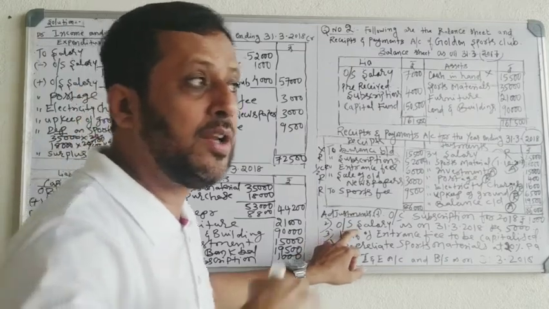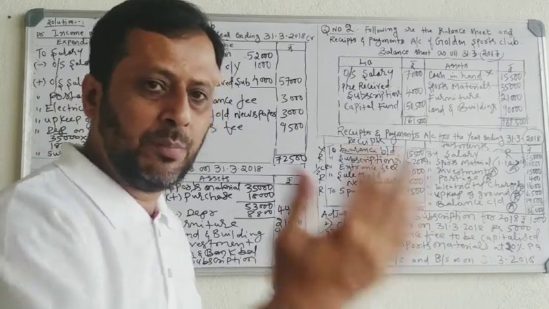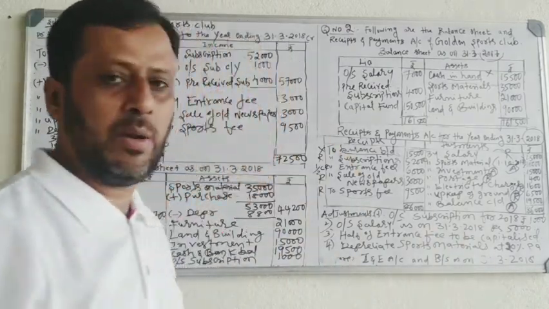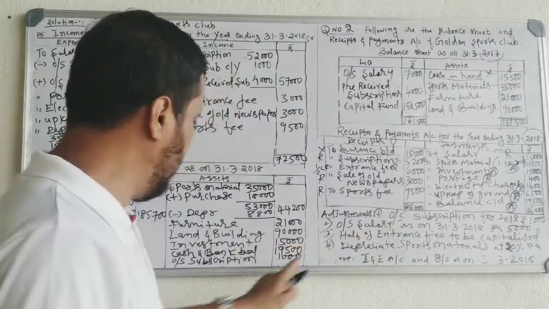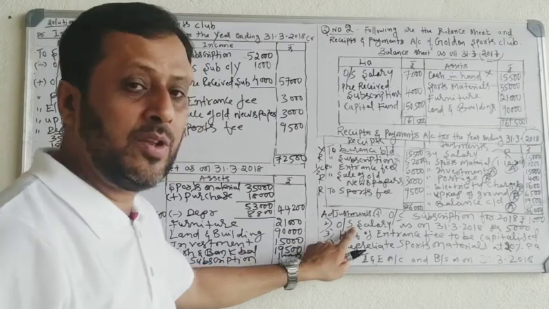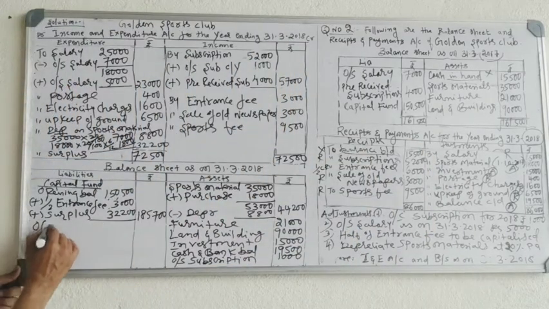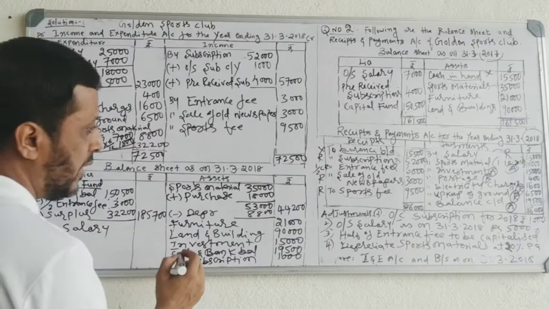Outstanding salary, the organization has to pay. It is a liability. When we have to receive something, it is an asset to us. When we have to pay something, it is a liability to us. So outstanding subscription means subscription we have to receive. It is an asset. Outstanding salary means we have to pay the salary. It is a liability. Salary is 5,000.